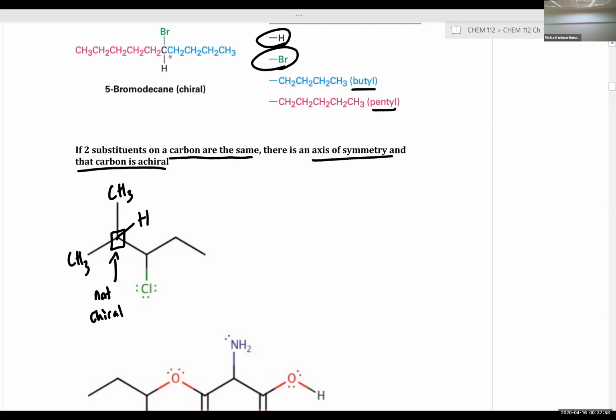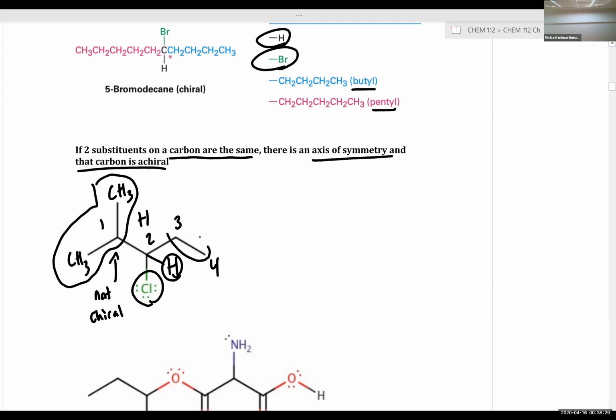Is there a chiral center in our molecule? If I number my carbons 1, 2, 3, 4, is there a carbon that is a chiral center? What carbon has 4 different groups on it? 2, exactly right. So we have this isopropyl chain, we have a chlorine, we have a hydrogen, and we have an ethyl group.